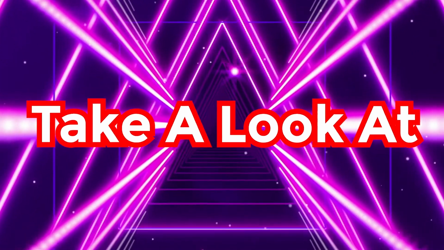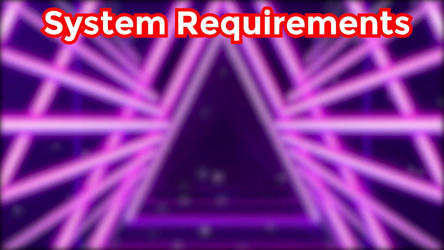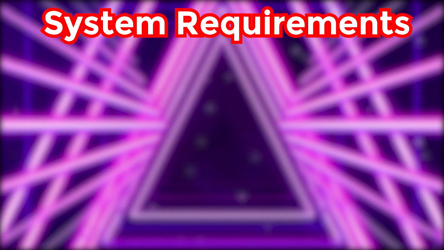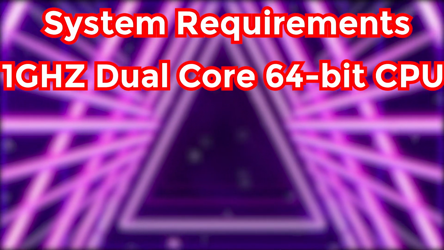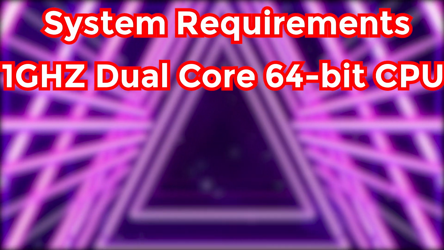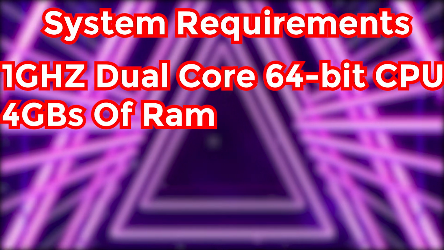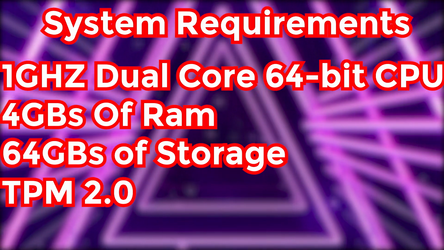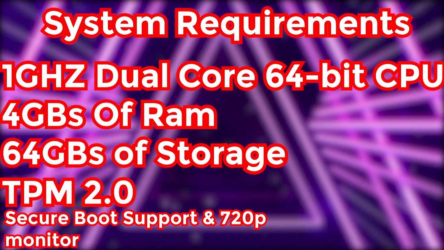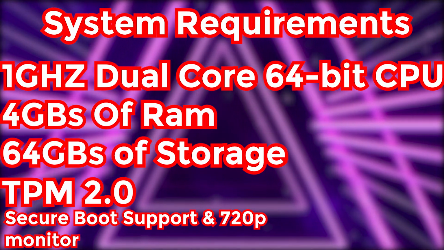So now let's take a look at how to install Windows 11. So the procedure of installing Windows 11 is also pretty much the same as installing Windows 10. Just like in Windows 10, you gotta make sure that you have all the minimum system requirements. You need a processor with at least 1 GHz clock speed, 2 cores, and 64-bit support. You need 4 GB of RAM and 64 GB of storage. Also, you need TPM 2.0, secure boot support, and a high-definition 720p monitor.